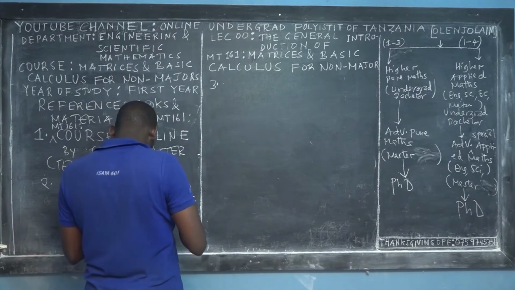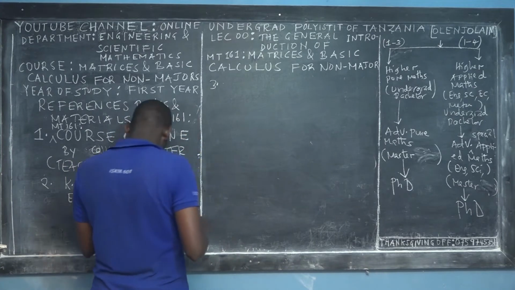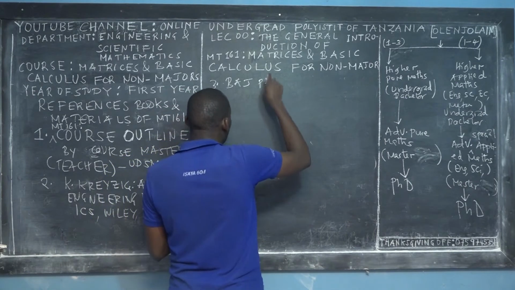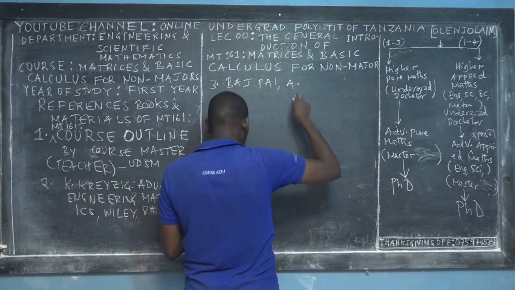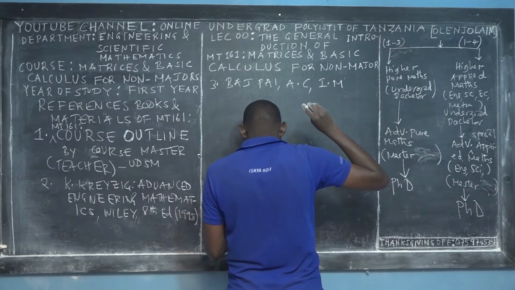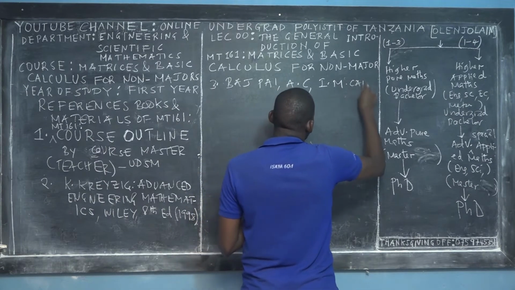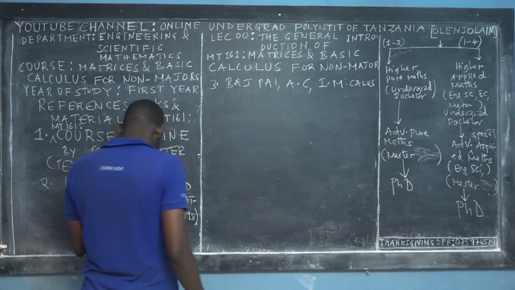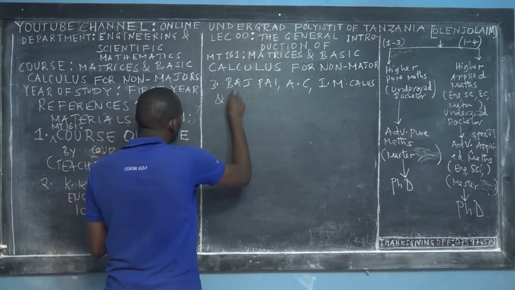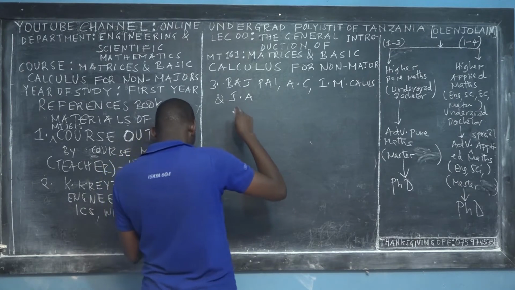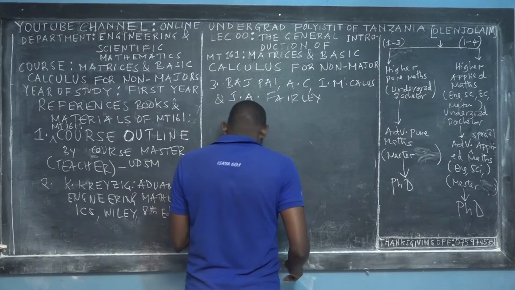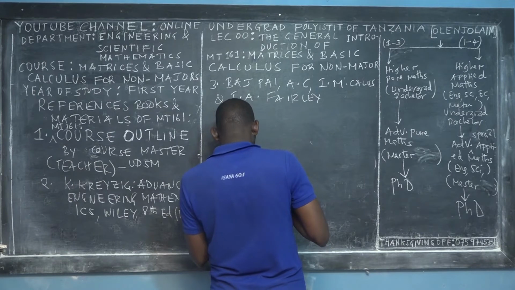And the third book is by A.C. and I.M. Croft, and J.A. Fairley. The name of the book is Mathematics for Engineers.